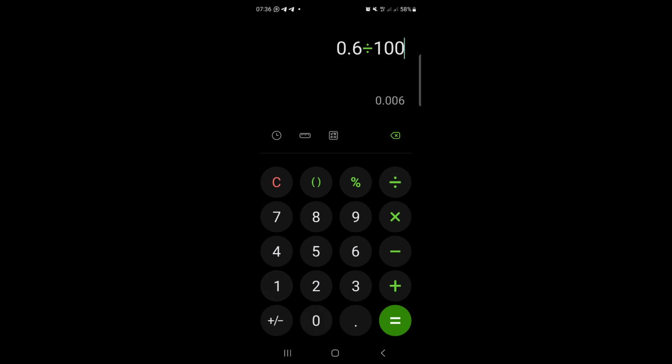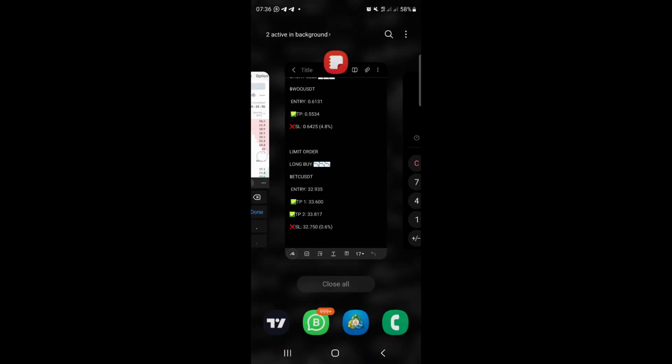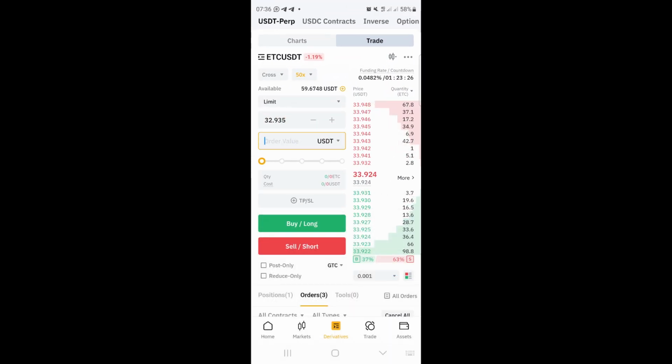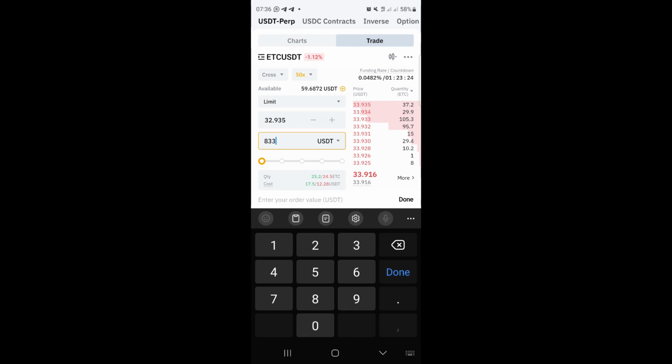So you're going to divide your affordable risk. For me, it is $5 divided by this. So 5 divided by 0.006. I'm going to get 833. So my order value automatically becomes 833.